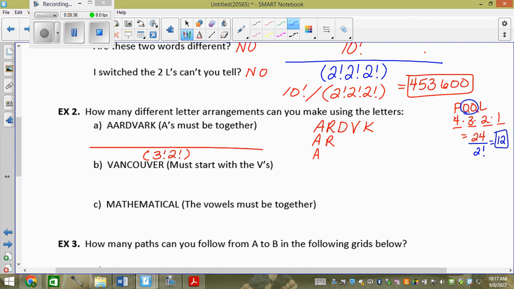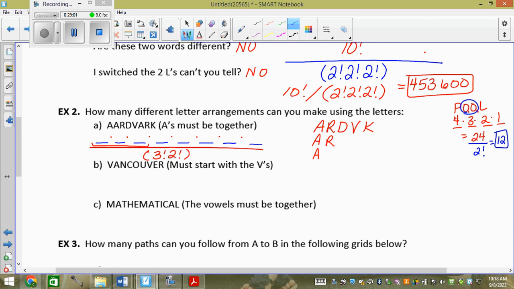If it says together, we have cases, right? Just like we did before. Aardvark has 8 letters. So I'm going to go 1, 2, 3, 4, 5, 6, 7, 8. The A's must be together. How many A's are there? 3. So I'm going to hook them together. Now some people will say 1, 1, 1. No. You treat the top like you can actually tell the difference between the letters.